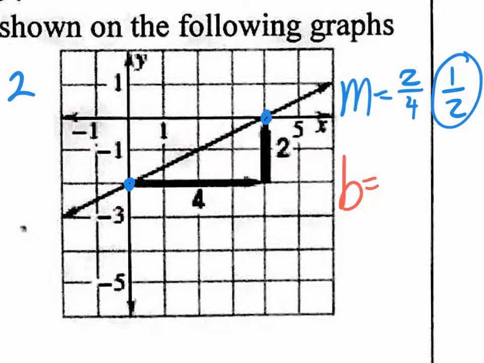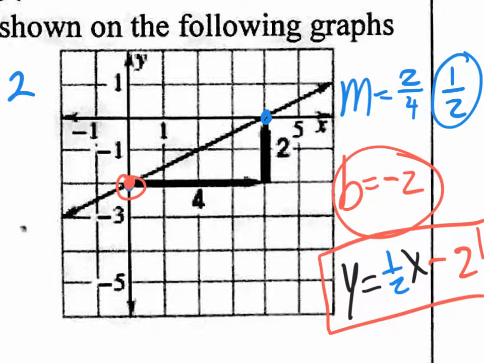Now the b value is right here. It's the location of where your line crosses the y-axis. Here's the y-axis, the line crosses right there, and that value is -2, right? -1, -2, -3, -4, -5. It crosses right here at -2. So the b value is -2. And now that you know that, you could write your slope-intercept form equation. y equals 1/2 x minus 2.